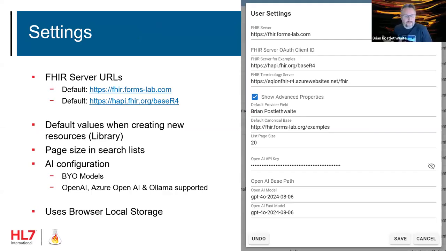Everything is driven through a settings page, which is defaulted pretty much, except that you put your own name in rather than mine. And as I said, with the AI, it's a BYO model. So you can put in your OpenAI key or an Azure OpenAI key along with your Azure path, or you can use Ollama or any other OpenAI compatible generative AI solution.